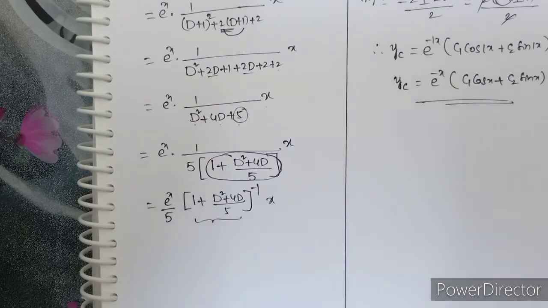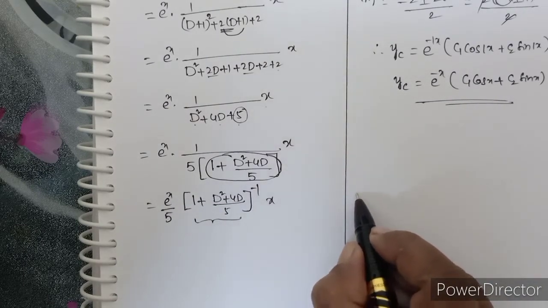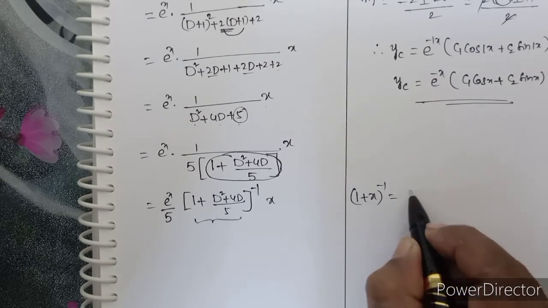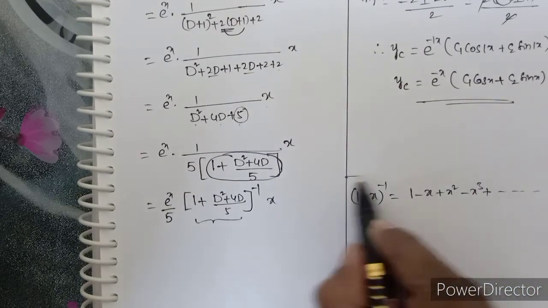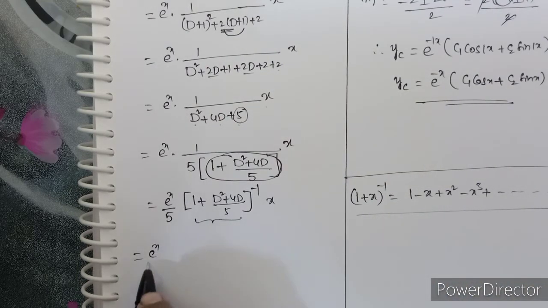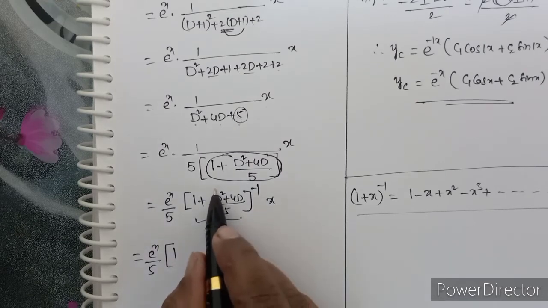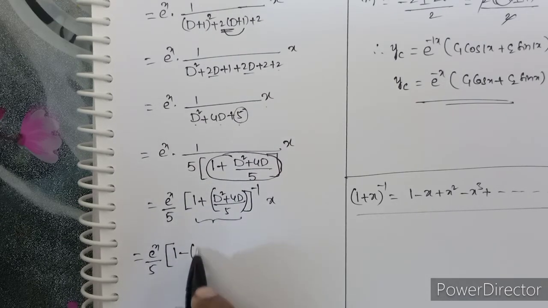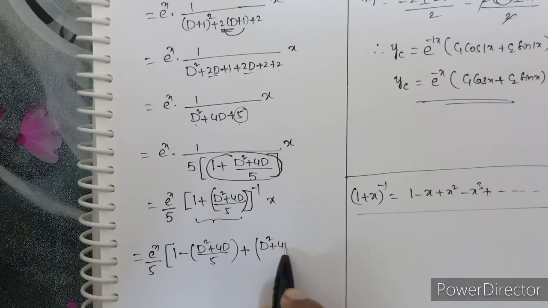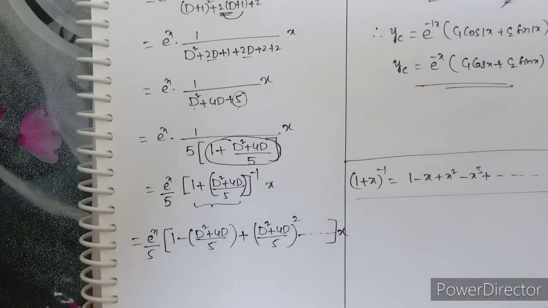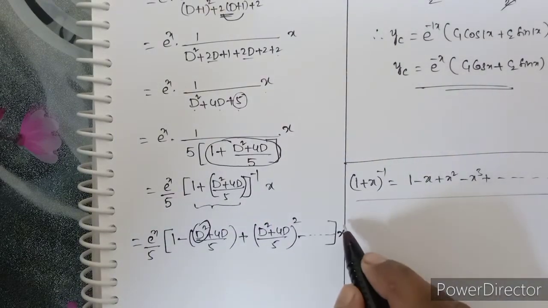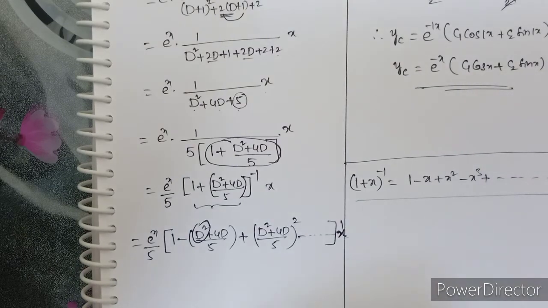Now we expand this by using the binomial theorem. We know the formula: (1 plus x) whole power minus 1, binomial expansion is 1 minus x plus x square minus x cube and so on. Using this expansion, e^x by 5 into 1 minus X plus X square minus X cube and so on, into x, where this term is considered as X. So we have expanded this by using the binomial theorem. Now we neglect the terms from D square onwards because the degree of x is 1. So we have to neglect the terms from D square.